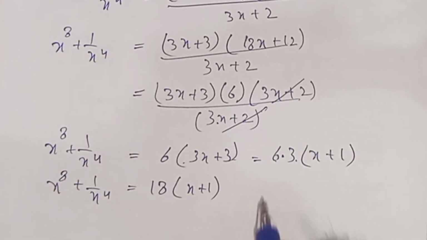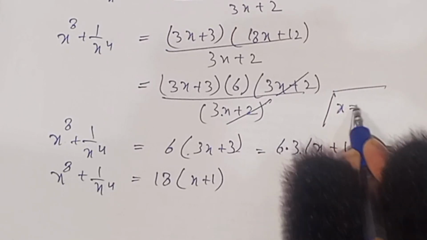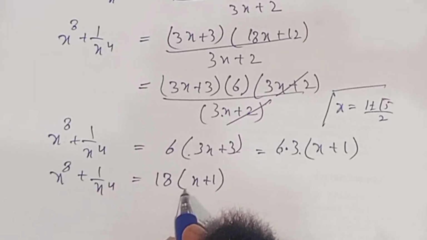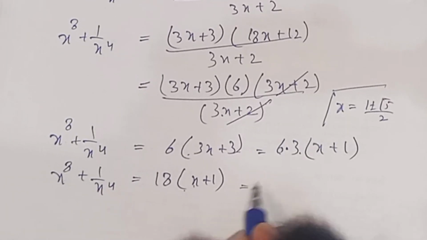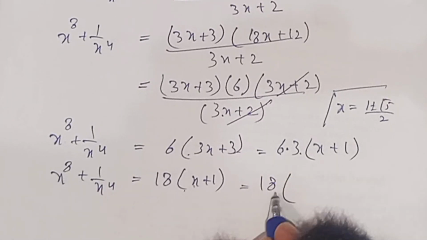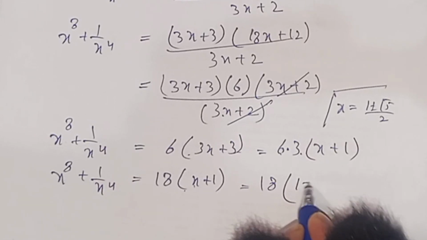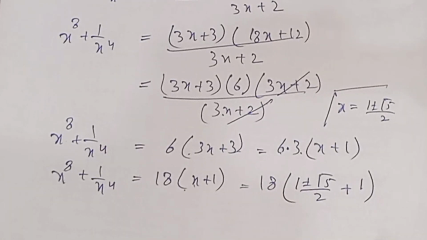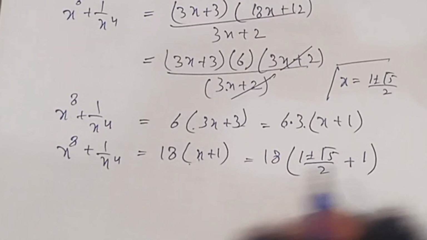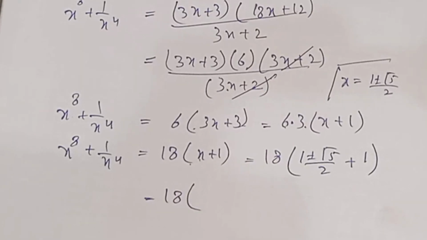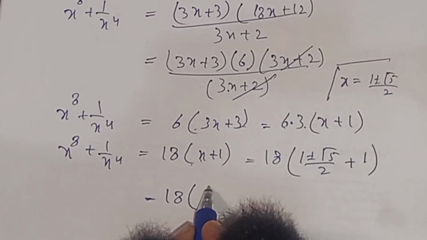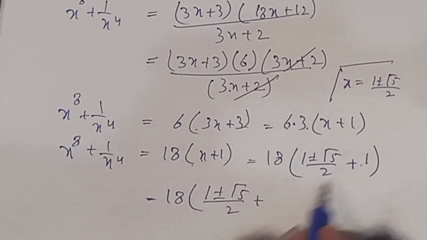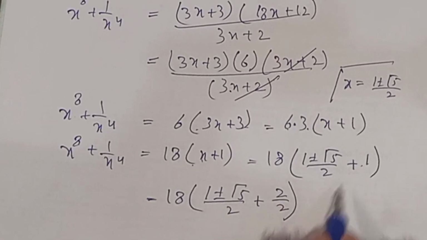And the value of x is (1 ± √5)/2. So we substitute this value in this equation. So this will become 18 into ((1 ± √5)/2 + 1). We write this 1 as 2 over 2, which is also equal to 1.